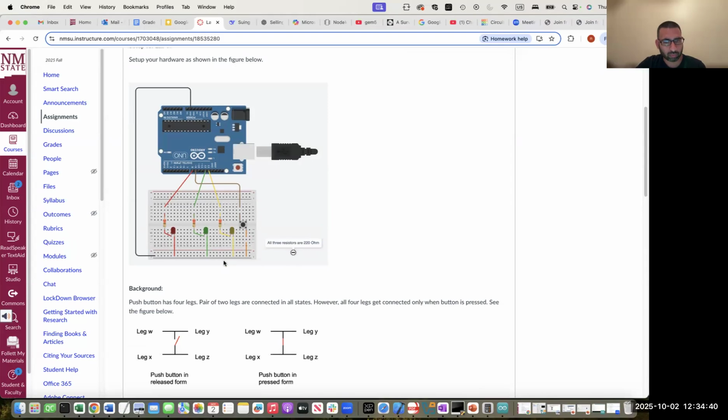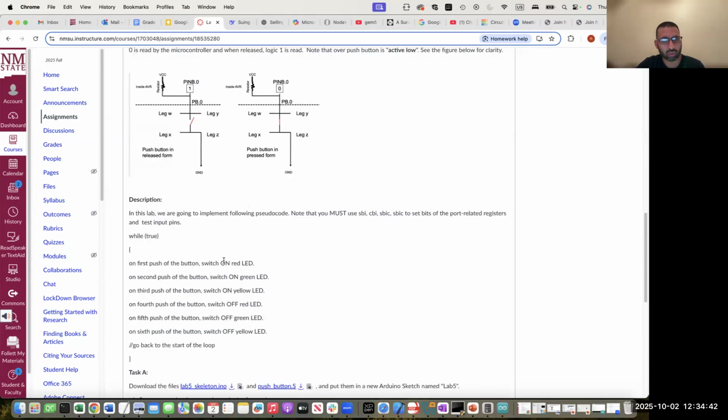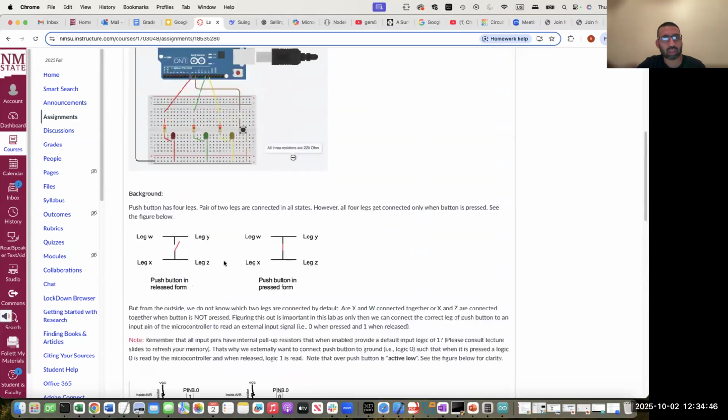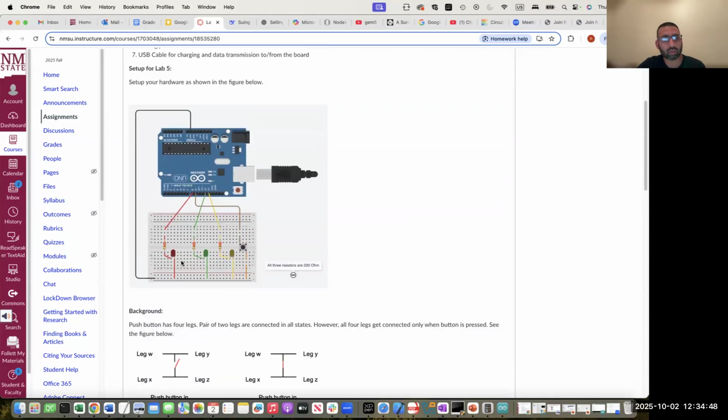So in this lab, we are going to connect 3 LEDs: the red LED on pin 8 of the Arduino, green on pin 12, yellow on pin 13, and a push button which is connected with pin 9 of the Arduino board, right?